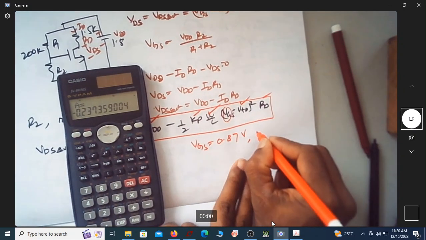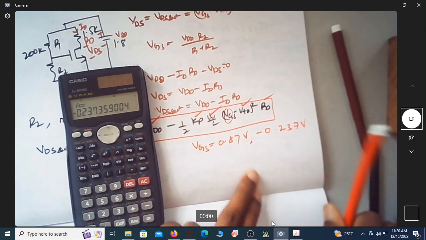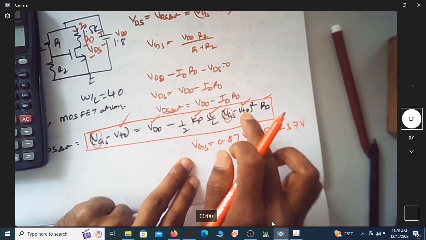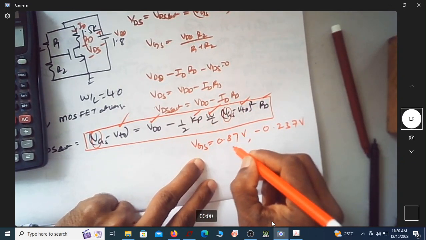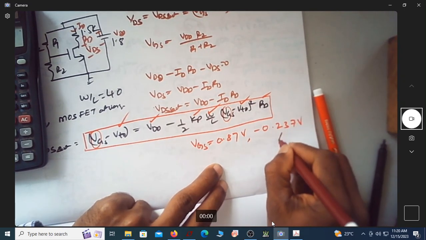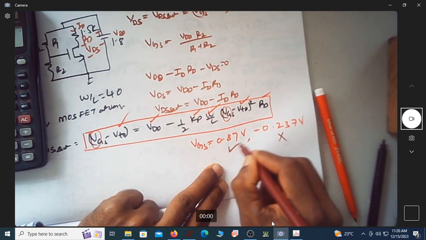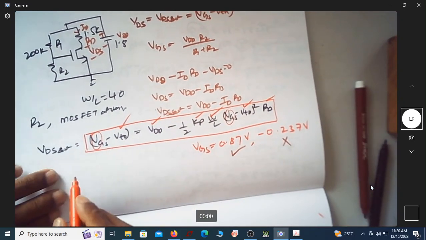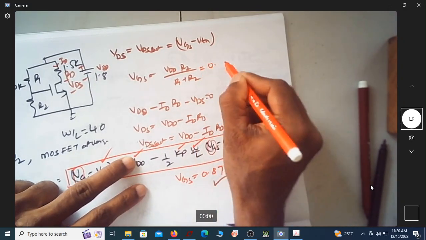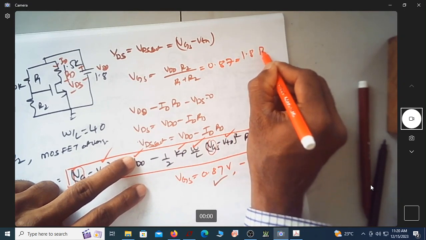Oh, you got one more value, which is minus 0.237 volt. Since it is a quadratic mathematical equation, I have two values of VGS, whereas electrically this is not a possible solution because VGS cannot be negative, so I have to consider this as my VGS. So now what is VGS? VGS is this. So this is equal to 0.87, which is equal to 1.8 R2.